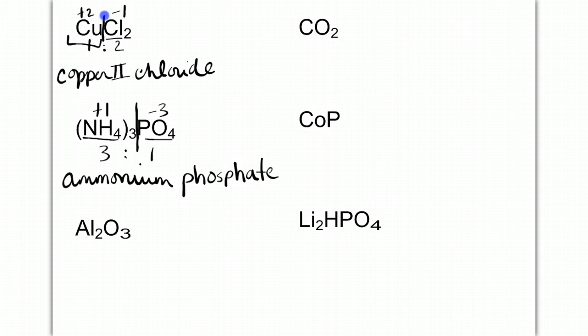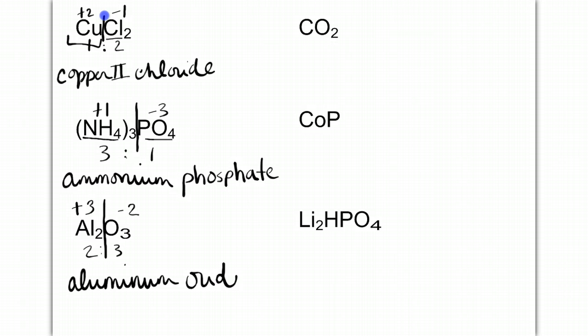My third example is Al2O3. If I unswitch these charges, I have a 2:3 ratio, which gives my aluminum a +3 charge and my oxygen a -2 charge. So Al +3 is known as aluminum, and O-2 is known as oxide, and those are both on your periodic table.